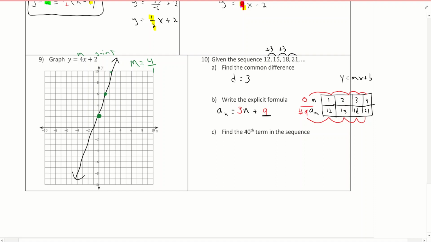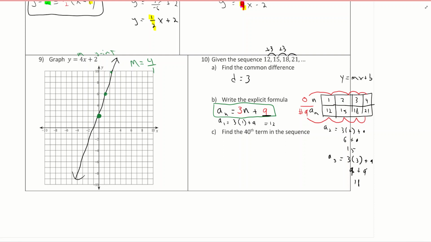And you can check it by plugging in numbers, right? So you can say, okay, well, a_1 should be 3 times 1 plus 9, which is 3 plus 9, which is 12. And so that worked for the first term. If I want to find a_2, I plug in 2, so it's 3 times 2 plus 9, which is 6 plus 9, which is 15. Check, that worked. That's the same value in my table. If I want the third term, then I'm plugging in 3. That's 3 times 3 plus 9, which is 9 plus 9, which is 18, which is also in my table, right? So I'm checking to make sure that my formula actually works. And so this here is the formula I want to use.